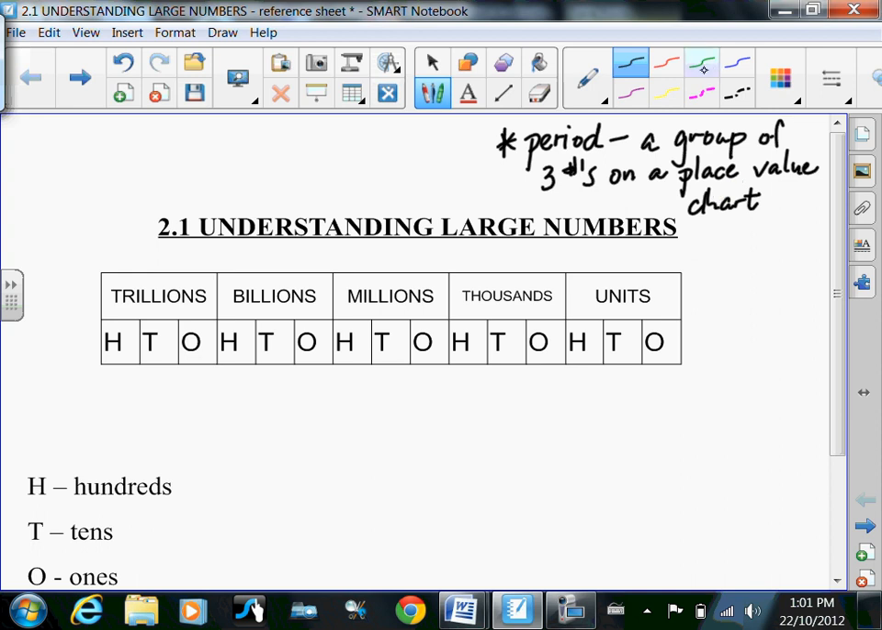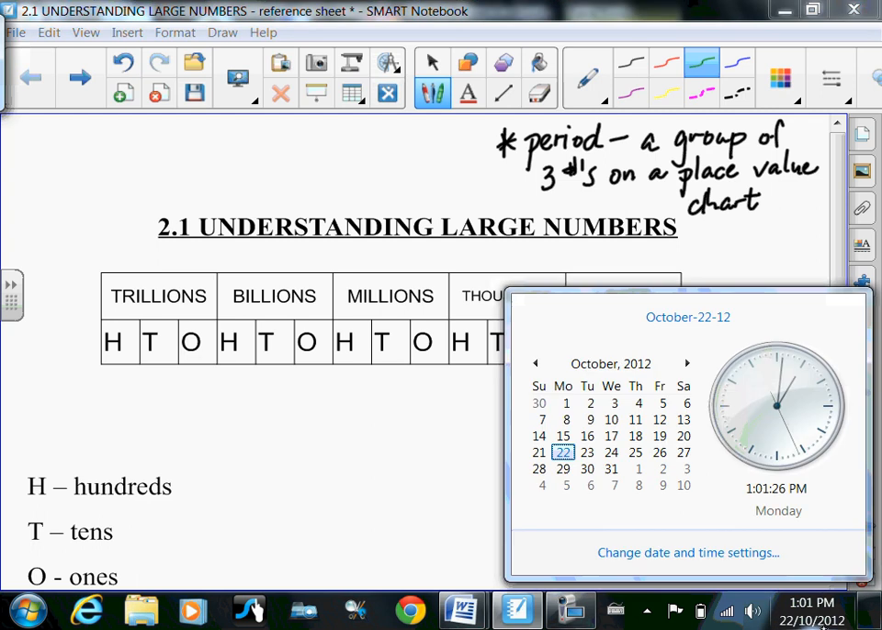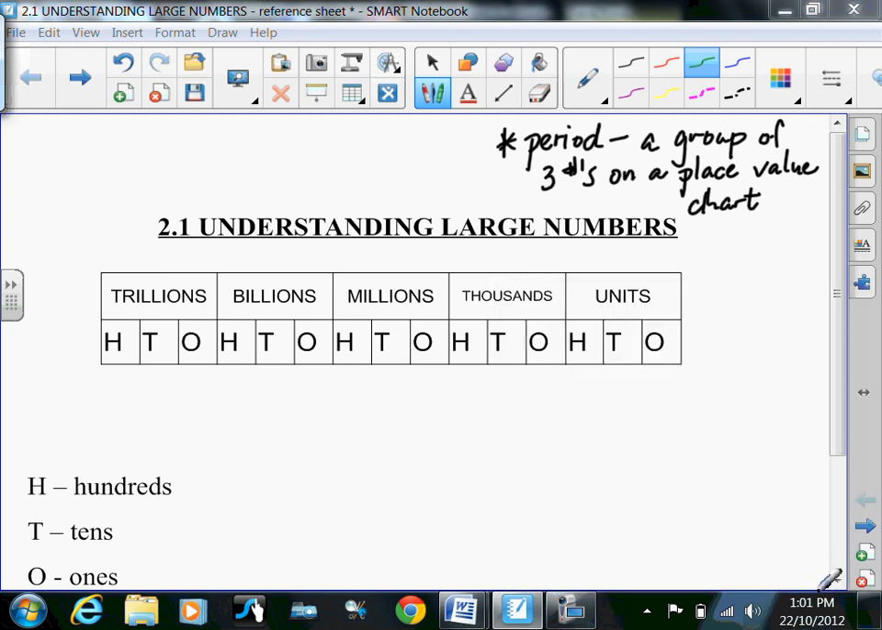So I'm going to take a green pen. So this is where you can take a different colored pen if you want to. So we have 5 different periods on this chart. So our first period, we have the units period. So the group of 3 numbers within the units belongs to the units period. We also have the thousands period. That's another period. So again, the group of 3 numbers.